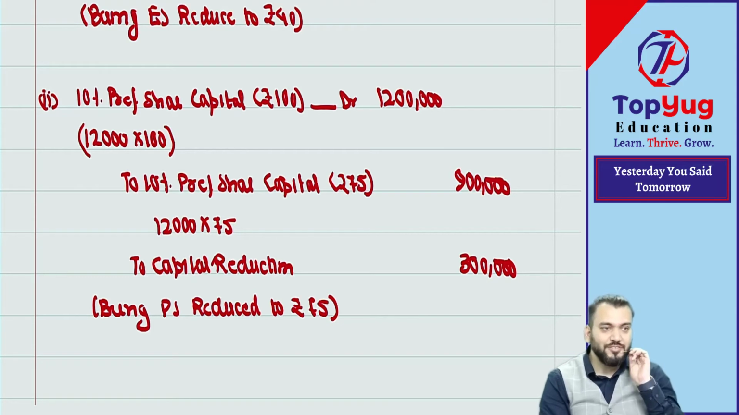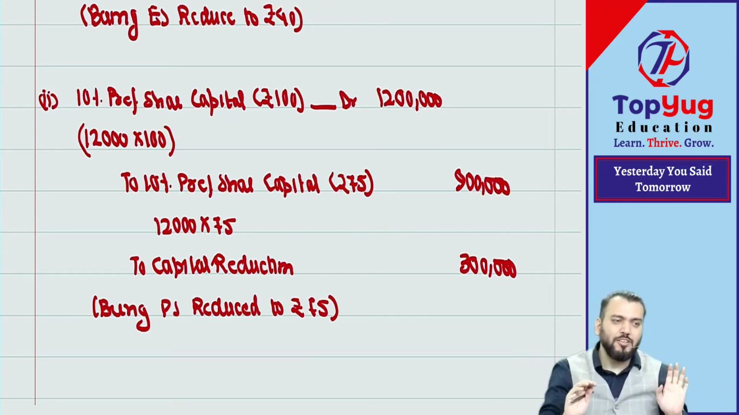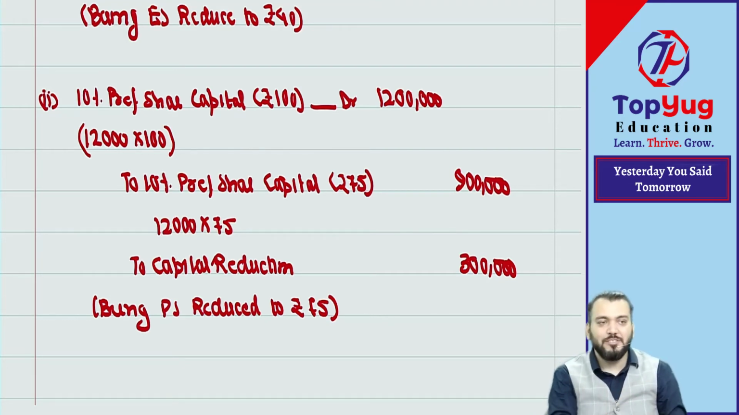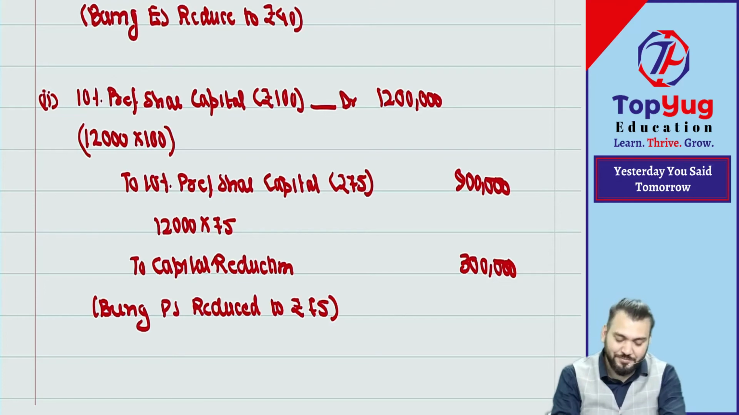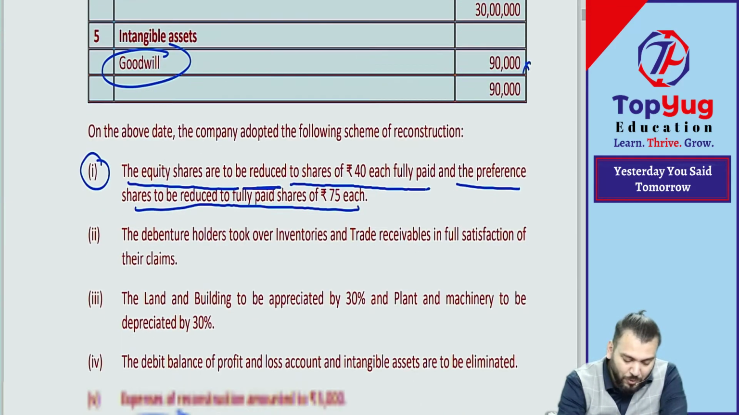Two marks you got. In this type of question, you can make a mistake only when you are not reading the question carefully. Otherwise, mistake chances are less. Let us come to another point. Point number one done. Come to point number two.